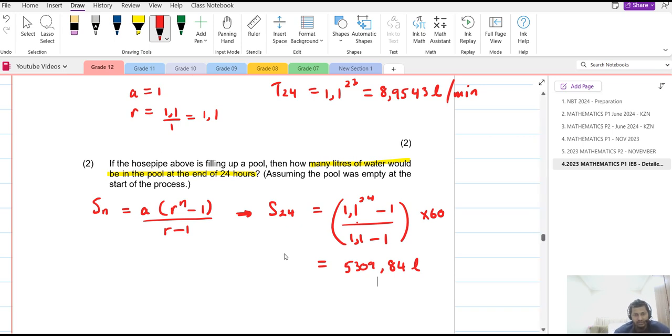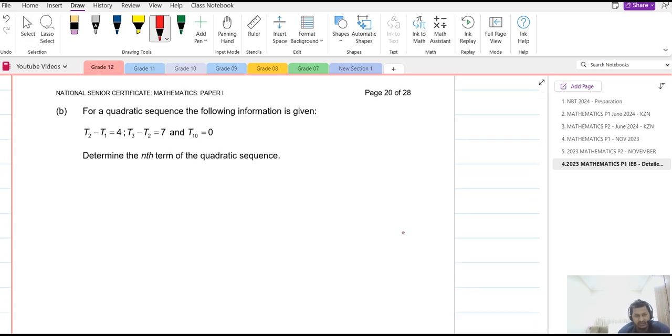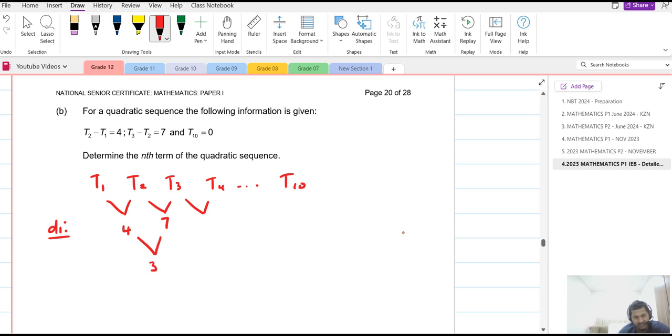Next question. For a quadratic sequence, the following information is given. Term 2 minus term 1 is 4, term 3 minus term 2 is 7, and term 10 is 0. So remember to write it down, make a tree. Term 1, term 2, term 3, term 4, dot dot dot, and we've got term 10. Term 2 minus term 1 is 4, that's difference 1. Term 3 minus term 2 is 7. Term 4 minus term 3 is not given. So 7 minus 4 is 3, that's difference 2.